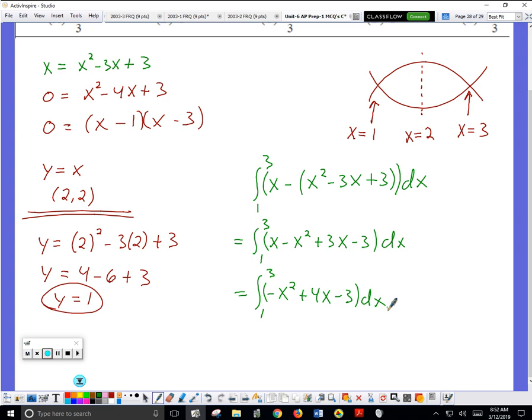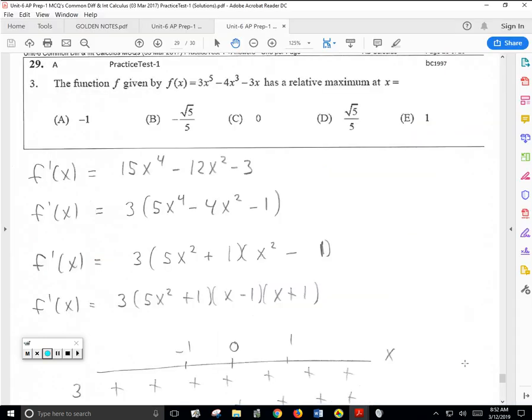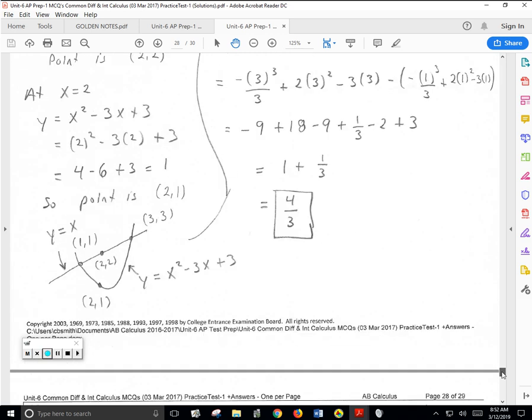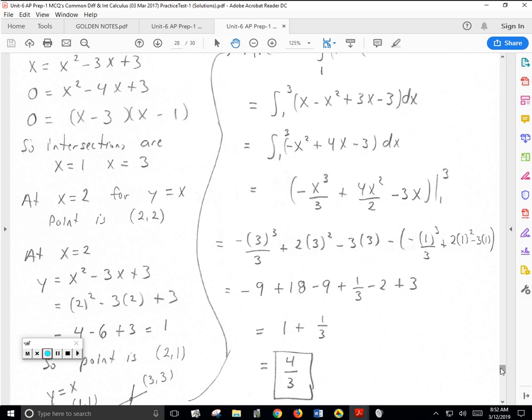So I'm going to cheat because I'm tired of writing. So here's the posted solution. So here's where we're at. So antiderivative is here. Here's the bar. So fundamental theorem says this integral is equal to the antiderivative.